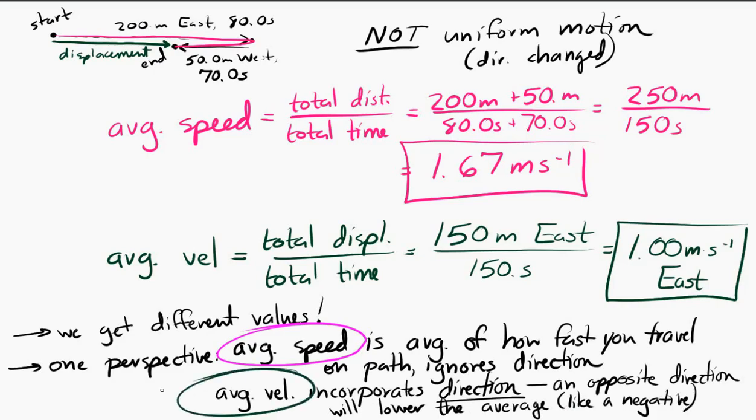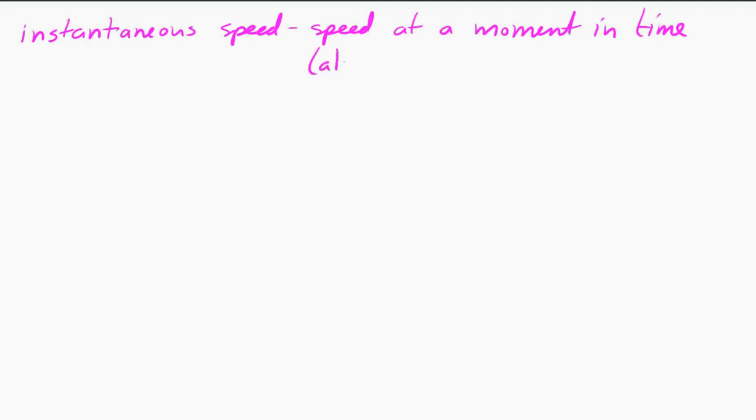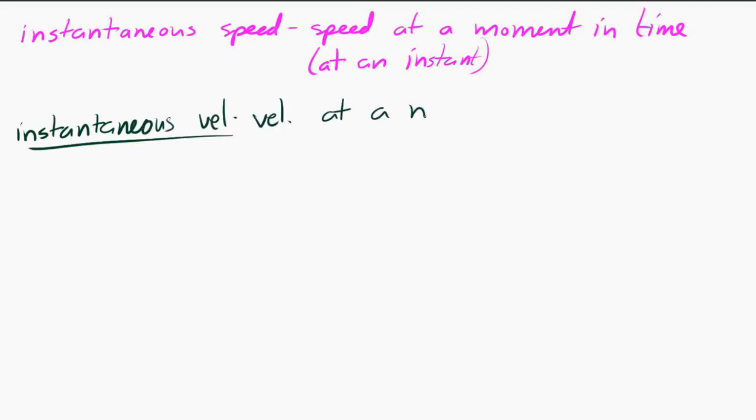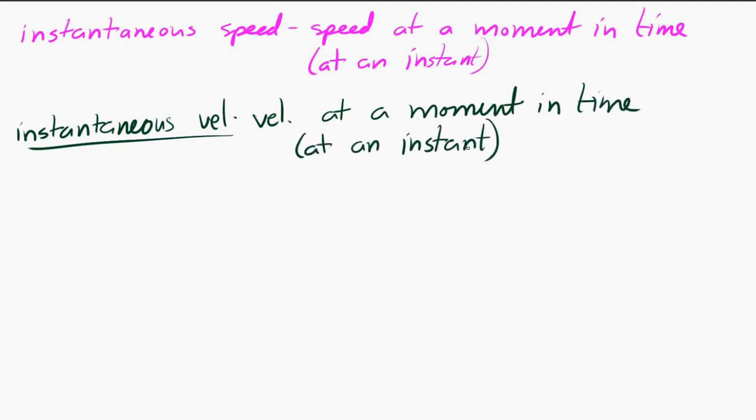Lastly, we will look at instantaneous speed and instantaneous velocity. Instantaneous speed is the speed of something at a moment in time. Not over a period of time, but at a moment in time, at an instant. Similarly, instantaneous velocity is the velocity of something at a moment in time, at an instant in time, not over a period of time. These get a little tricky, because remember back to our definition of speed. Speed is the distance that's traveled divided by the time that it takes to travel that, and velocity is the displacement that's accomplished divided by the time that it takes to accomplish that displacement.